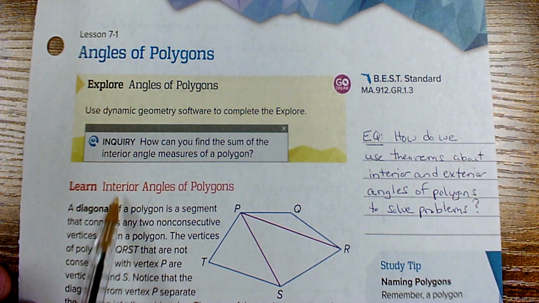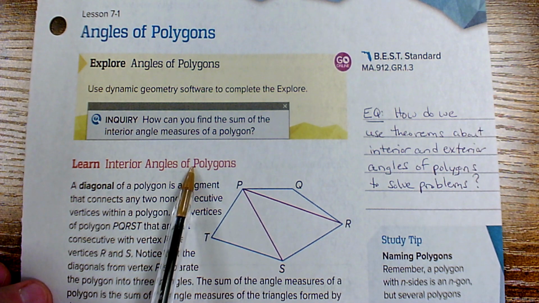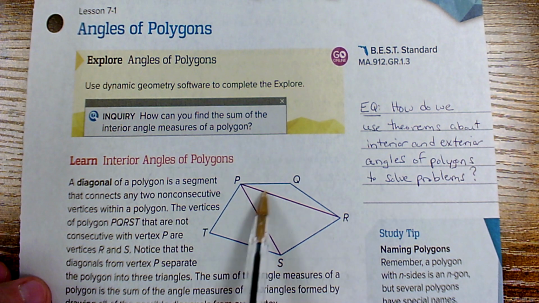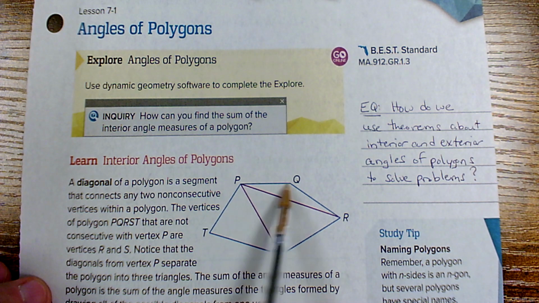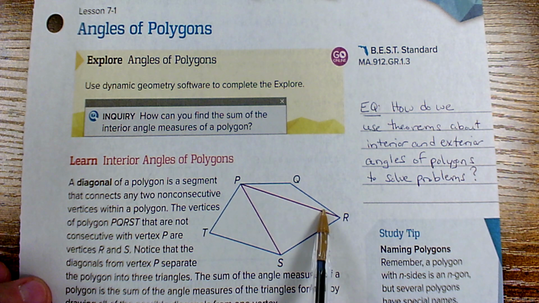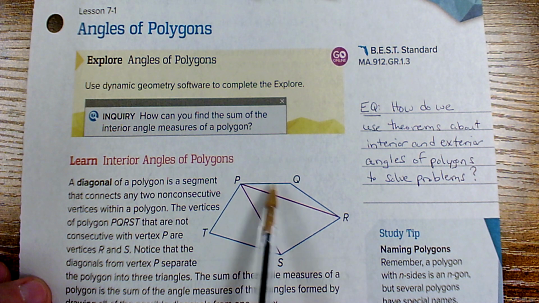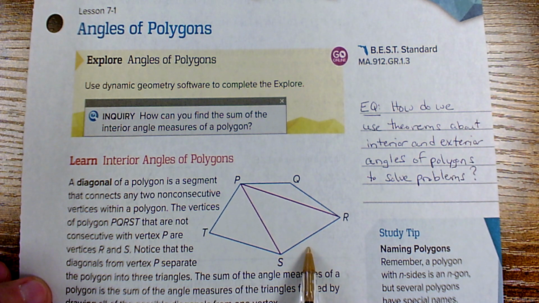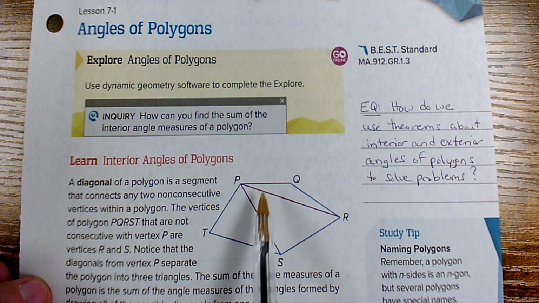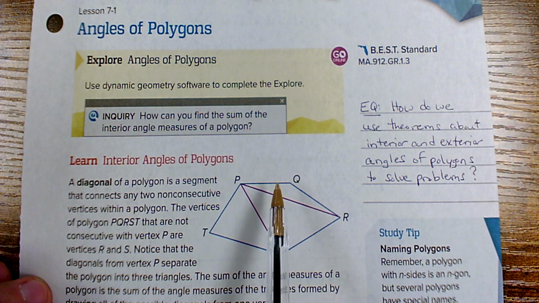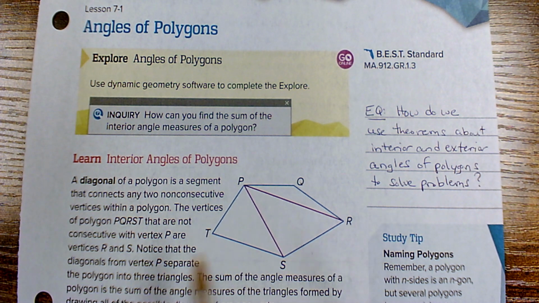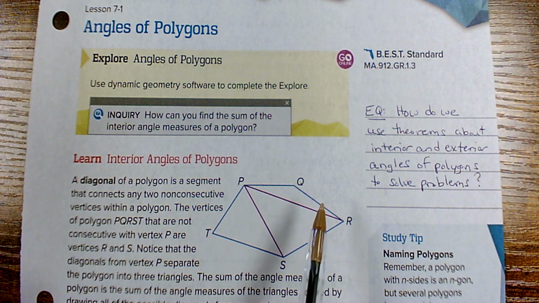So let's learn the interior angles of a polygon. Remember, a polygon is a closed figure where you have these sharp points called vertices. For example, a pentagon will be a polygon, with 1, 2, 3, 4, 5 sides. Something that would be circular or curvy is not a polygon, because even though it's closed, it doesn't have any vertices.